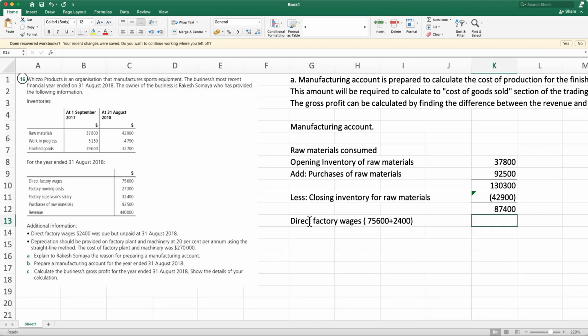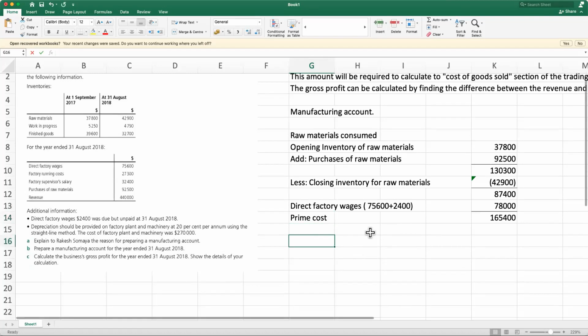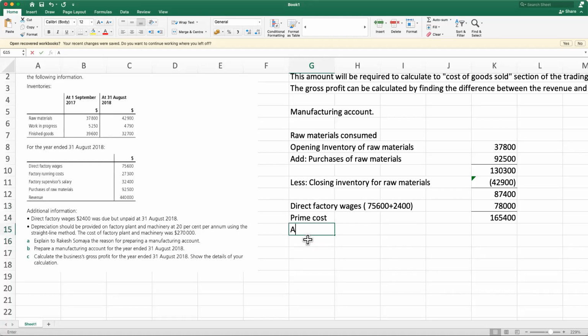So we need to see the total would be 78,000. Once you add all these things together, you should get something called your prime cost. So your prime cost should add up to 165,400. Double check. Yes, so this is your prime cost. Once you reach your prime cost, you should be able to score about 40% of the mark. Then after that, we need to add all our other expenses, which is our factory overhead.